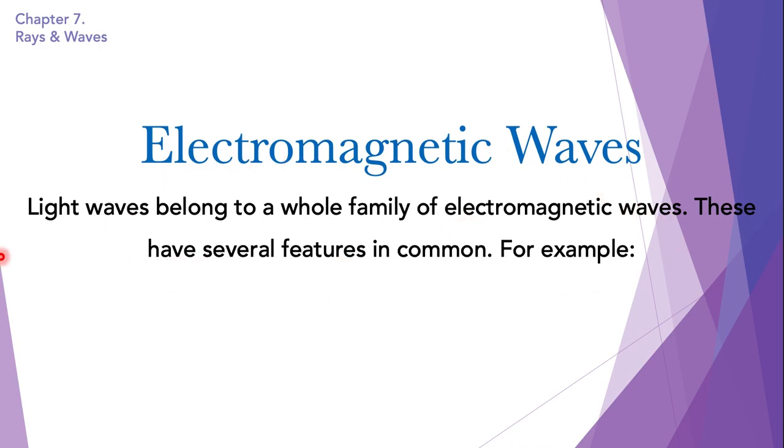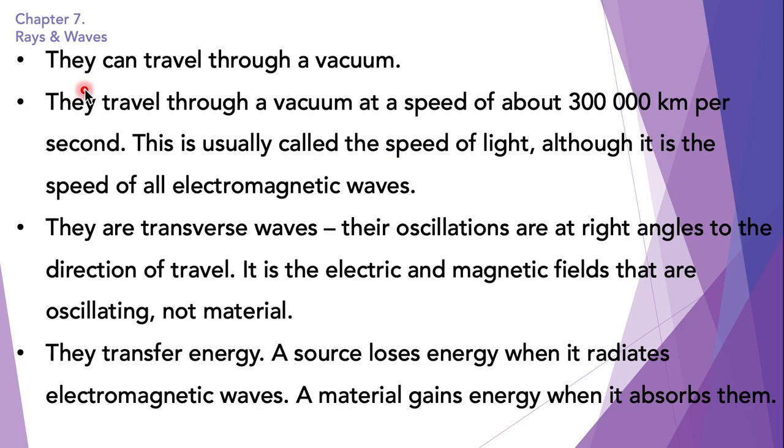So, light waves belong to a whole family of electromagnetic waves. And these electromagnetic waves have several features in common. For example, firstly, electromagnetic waves including light rays can travel through a vacuum.